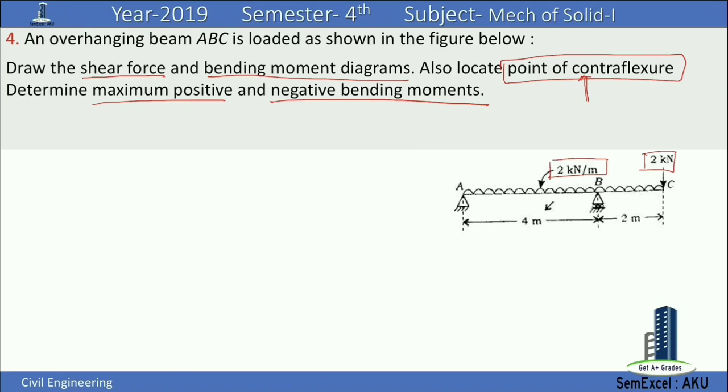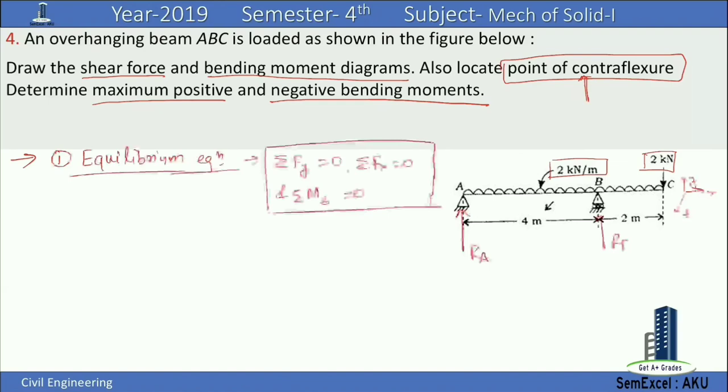So let's start. First of all, we have to find out the reaction forces. These reaction forces can be calculated using the equilibrium equations: sigma all forces in y direction is equal to 0 and moment about z axis is equal to 0. Let's say the reaction at A is RA, and the reaction at B is RB.